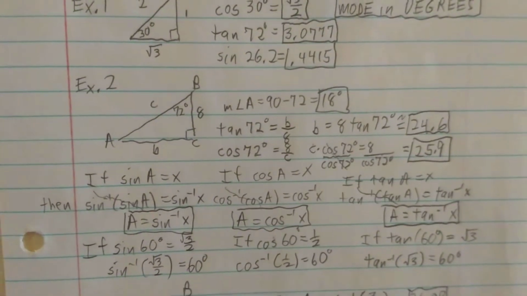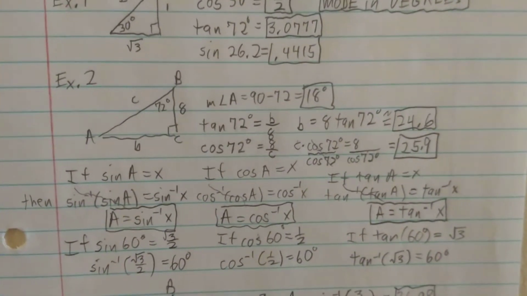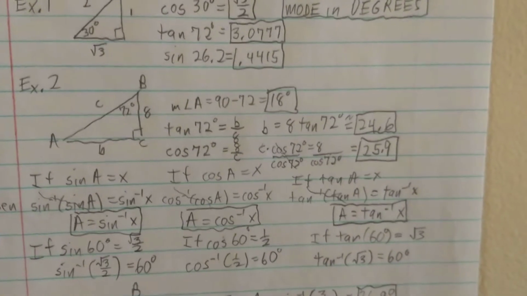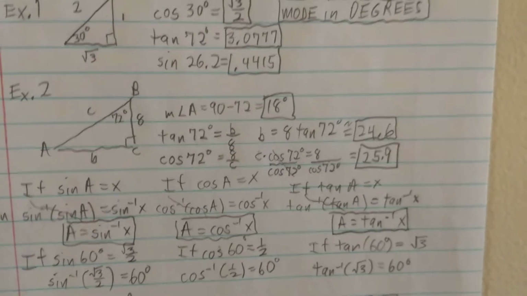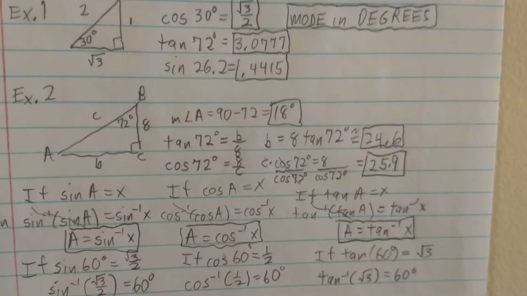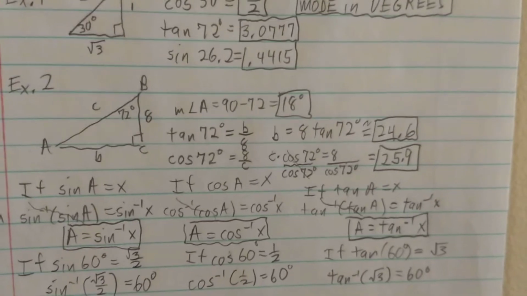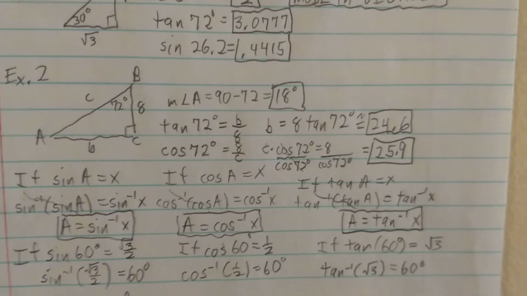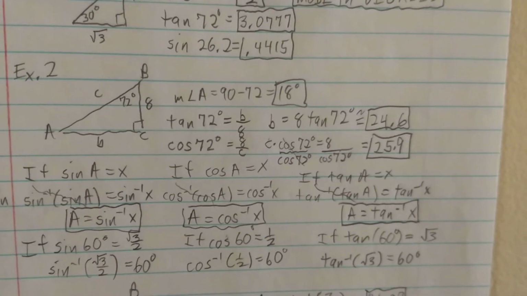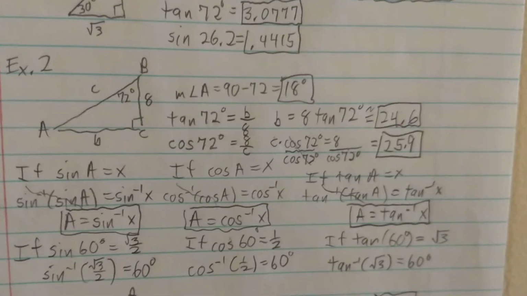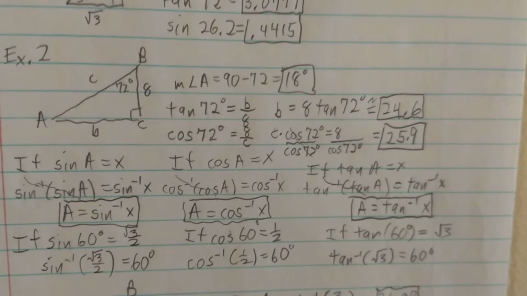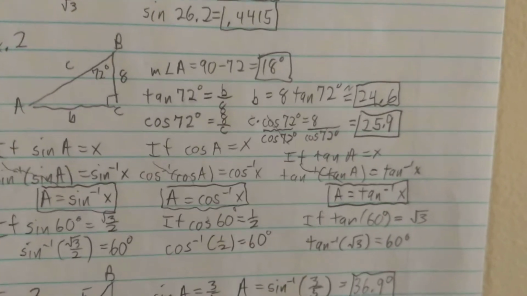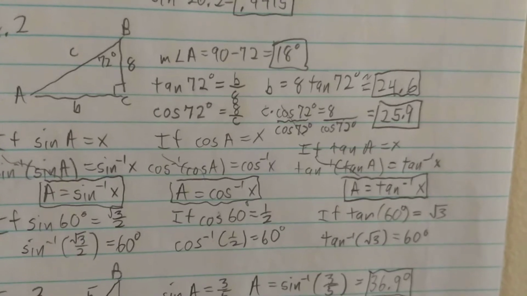Now in example 2, we have a base of 6, the other side of 8, and an angle of 72. So we know that since there's a right angle at angle C, angle A, the one on the left unspecified, must be 90 minus 72 or 18. Now to get side B, we can say tangent of 72 is opposite over adjacent, or B over 8. And cross multiplying, we get B equals 8 tangent 72, 24.6.